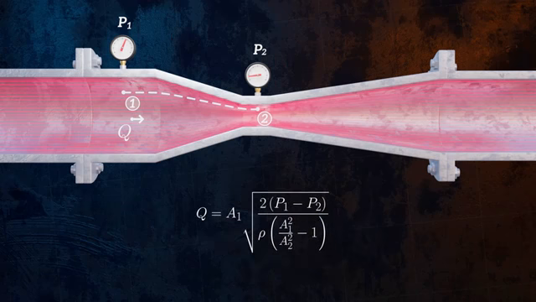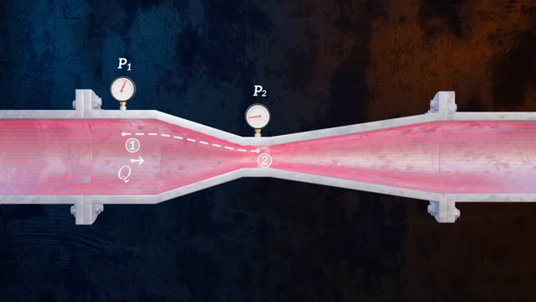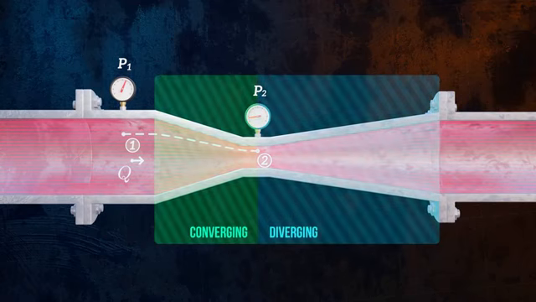All we need to know is the dimensions of the Venturi meter, the fluid density, and the pressures P1 and P2, and that allows us to calculate the flow rate. The Venturi meter has no moving parts and is a very simple and reliable way of measuring the flow rate through a pipe. The diverging section is longer than the converging section to reduce the likelihood of flow separation and keep energy losses low.